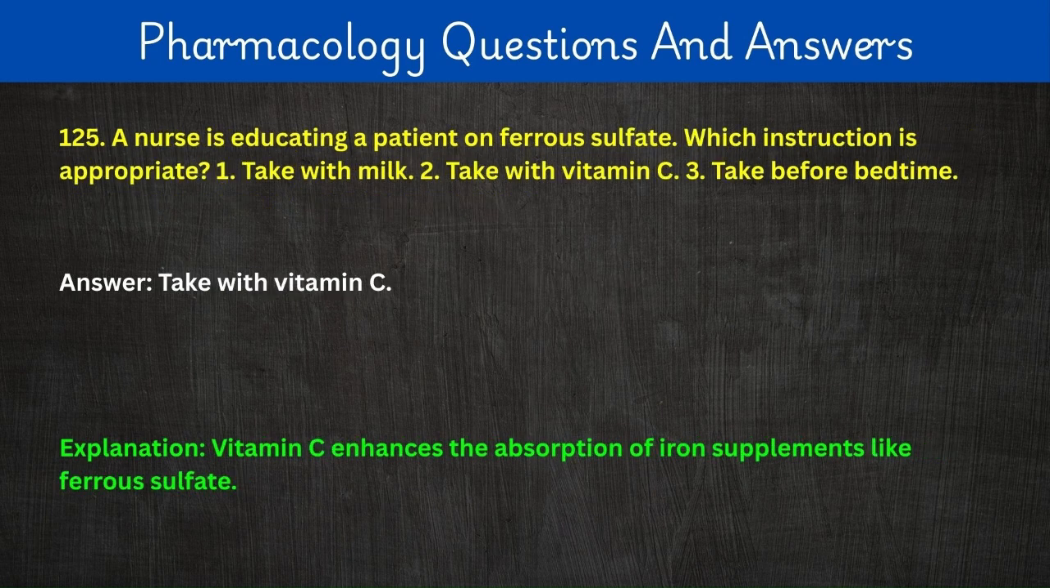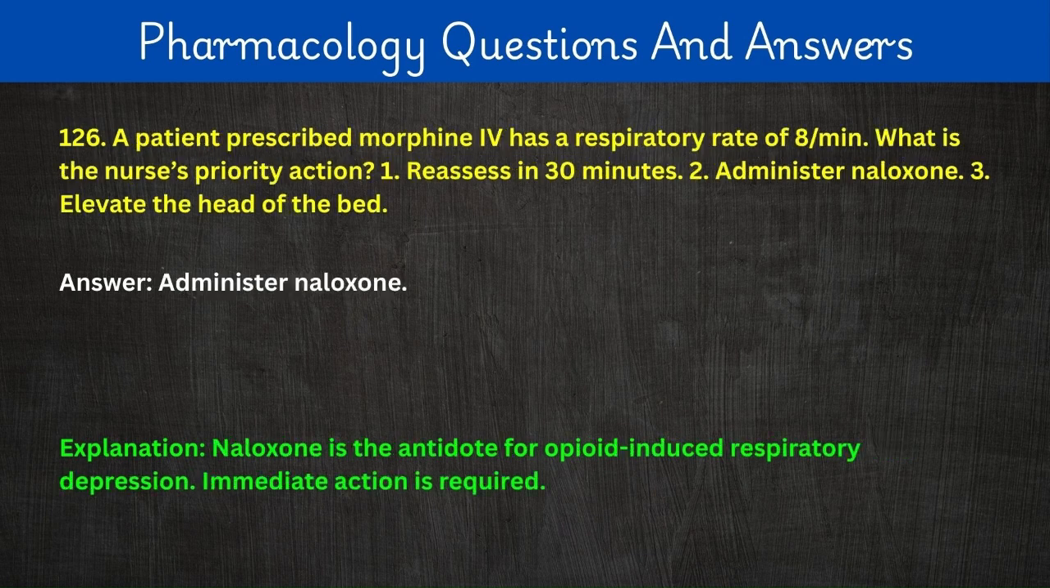125. A nurse is educating a patient on ferrous sulfate. Which instruction is appropriate? 1. Take with milk. 2. Take with vitamin C. 3. Take before bedtime. Answer: take with vitamin C. Explanation: vitamin C enhances the absorption of iron supplements like ferrous sulfate.